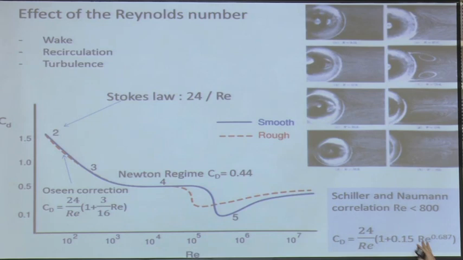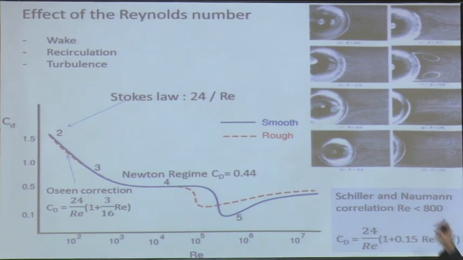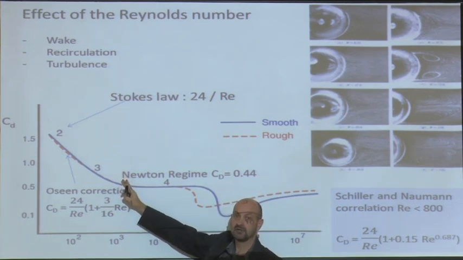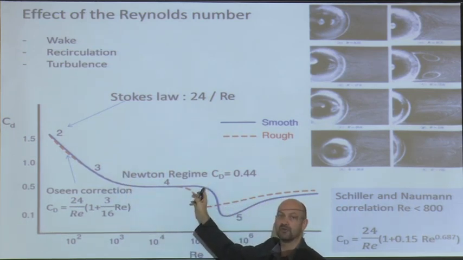So you may find different correlations, but all of them have the same structure, because what we want is that when the Reynolds number is becoming very low, the correction is becoming very small, and then we recover the Stokes estimate at small Reynolds number. So this is always the way to build the correlation: to make a correction to the Stokes drag. This is valid up to Reynolds equal to 800, around here, because above that value, you see that the drag coefficient is almost constant.